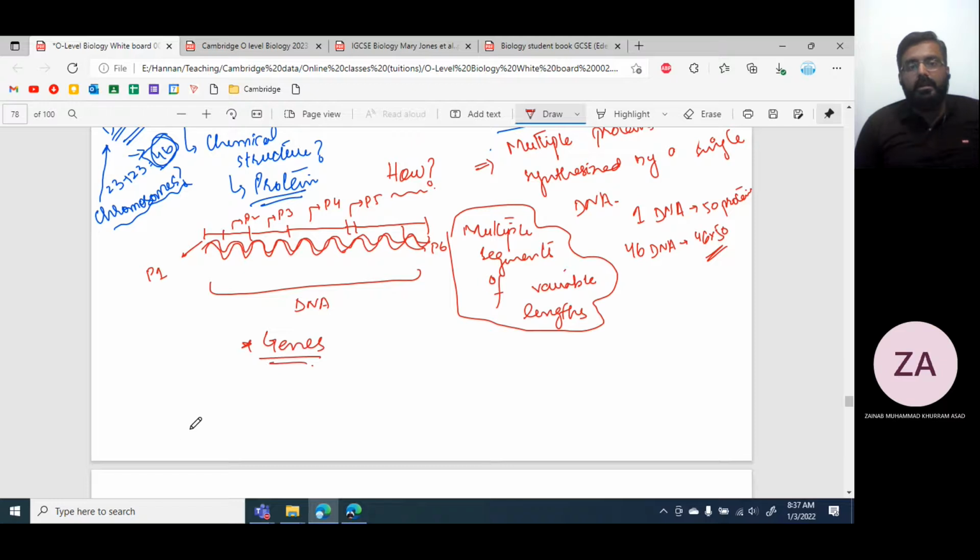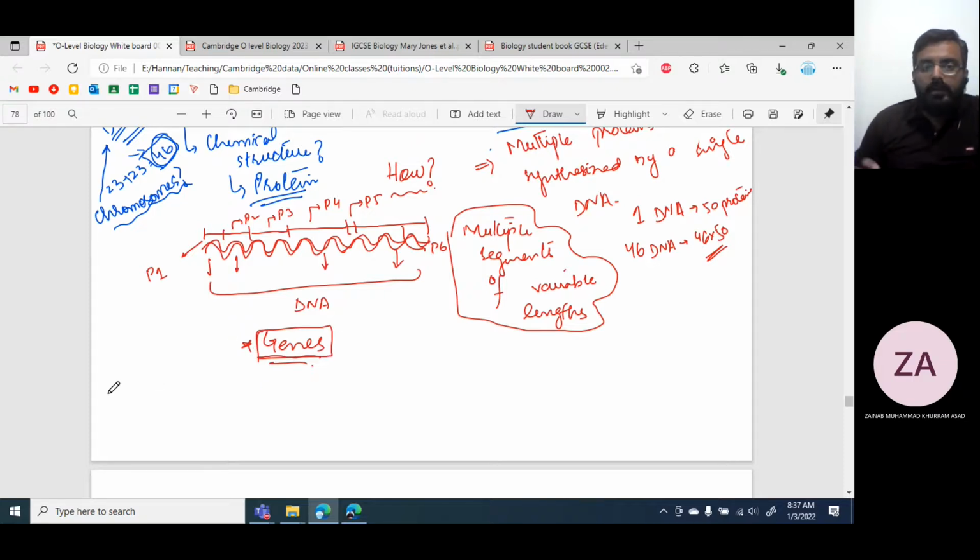Those segments are called genes. Multiple segments of variable lengths. So it means that this would be converting into a different protein. This segment would be decoded into a different protein, this would be decoded into a different protein, and this would be decoded into a different protein. All of these segments would combinedly be called genes.